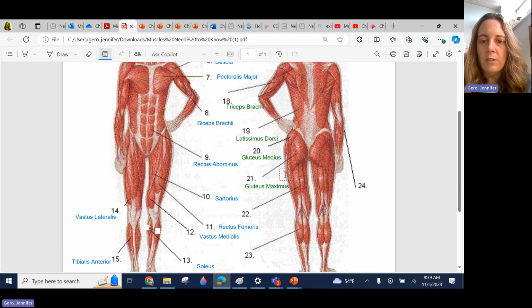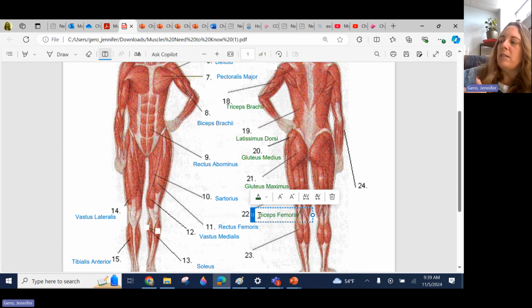22. So these are collectively known as your hamstring muscles back here. And we're going to call these the biceps femoris. They do a similar thing that your biceps brachii does up here, but they're going to do that to your leg.